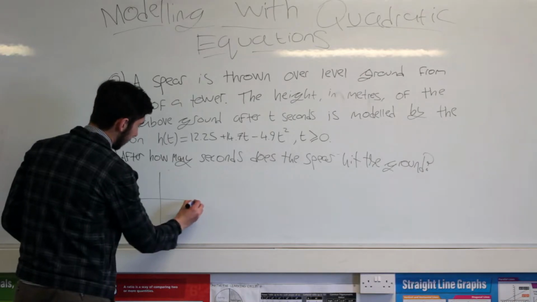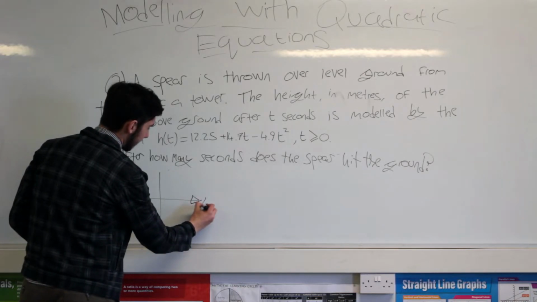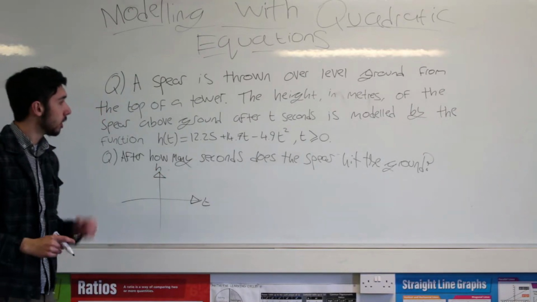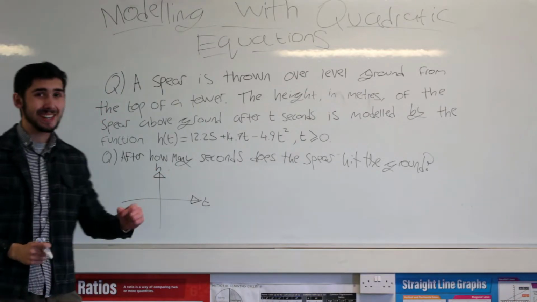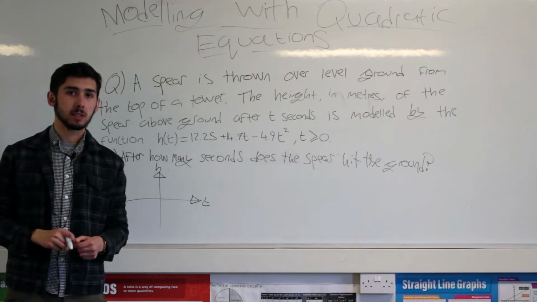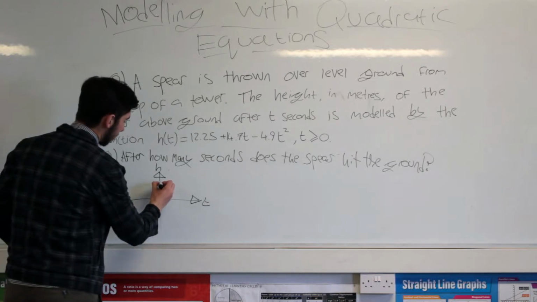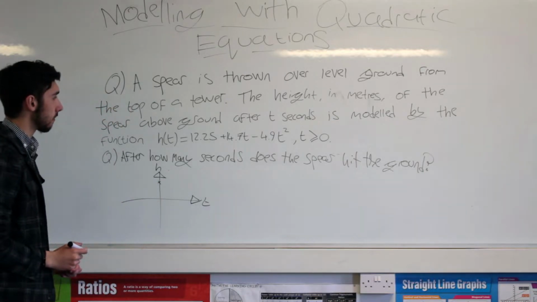I'm going to draw it with you guys. This is the t-axis. We're going to call this the h-axis, okay? So here's our sphere. Now, c is always the y-intercept. The y-intercept here is 12.25, so I'm going to say that's the y-intercept.